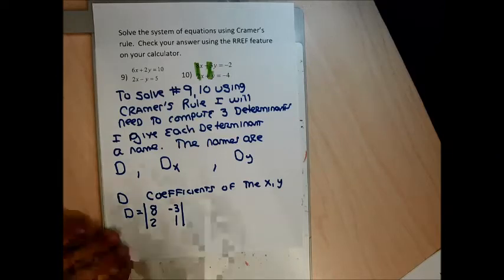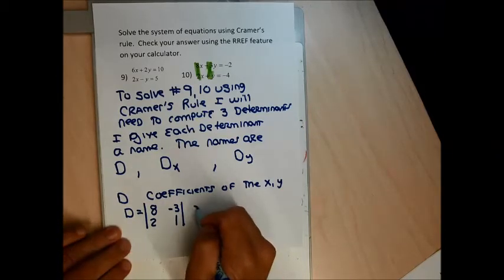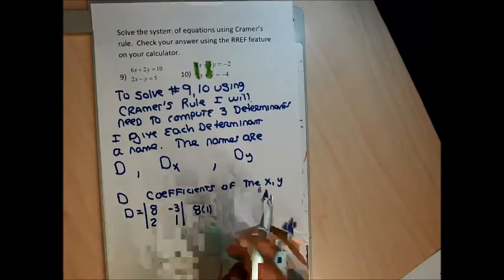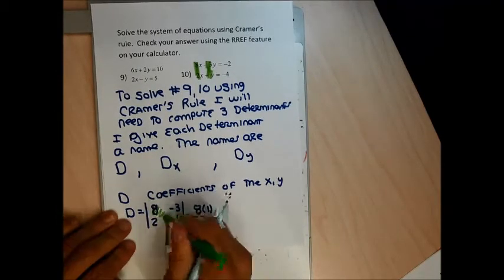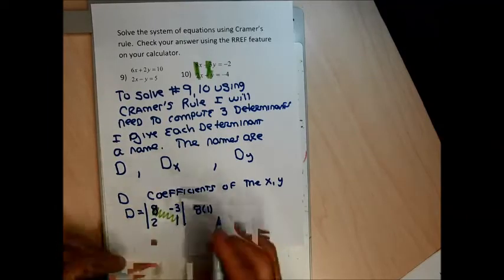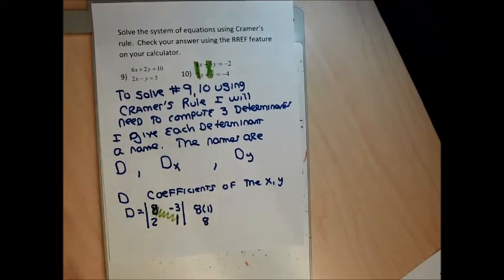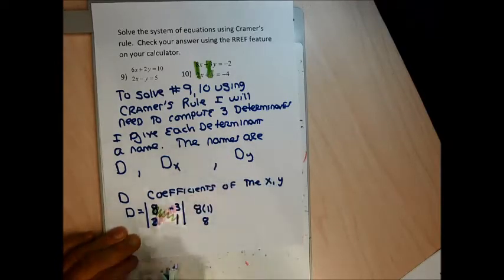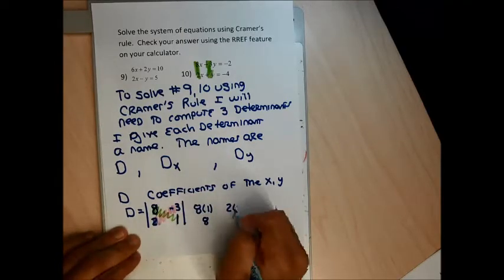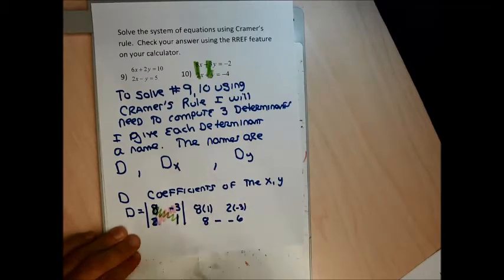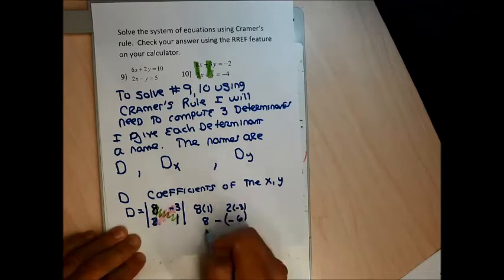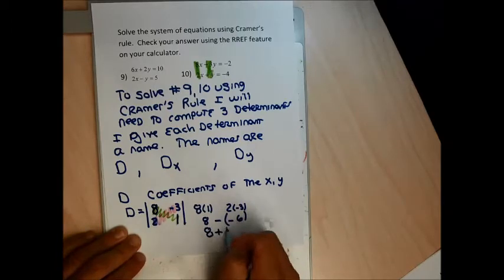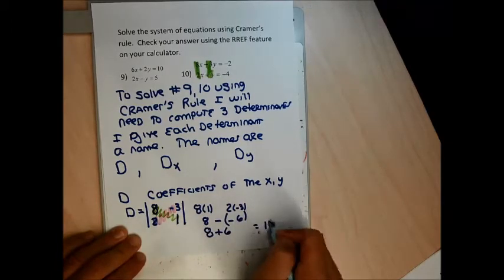So the first determinant I'm going to find is D, and to do that, I'm going to multiply down, doing 8 times 1, and getting 8. And I'm going to multiply up, doing 2 times -3, and I'll get -6, and I'll subtract those results. So I'm going to go 8 minus a -6. That double negative goes positive, so I get 14.